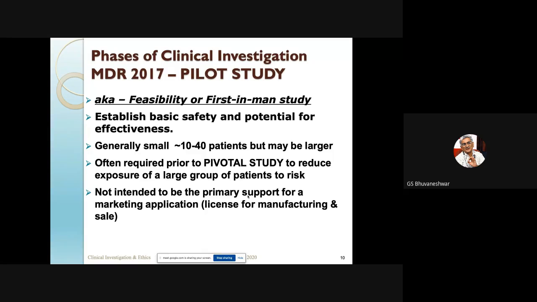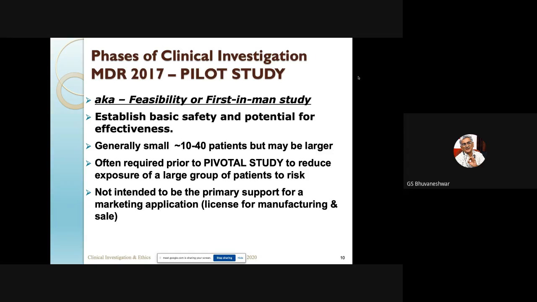So as I mentioned, clinical investigation of medical devices. MDR 2017 clearly specifies two phases. The first part is called the pilot study. In the US, I found the words feasibility study or first-in-man studies also being used in many of the publications from the US particularly. I'm not sure what Europeans use. The aim is to establish the basic safety and potential for effectiveness. Generally, the studies are small, usually in the range of 10 to 40 patients.